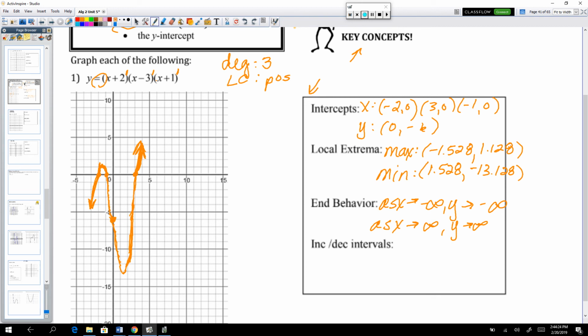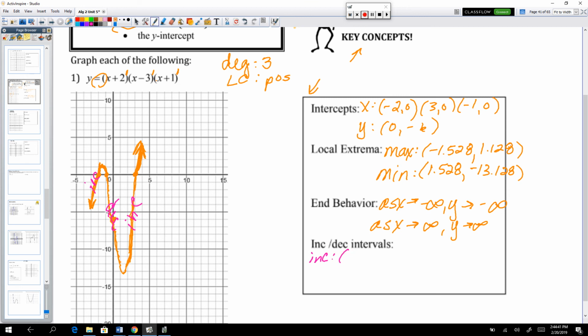Now, increasing and decreasing intervals. We have the skill set to do this. We just need to make use of the information we just grabbed. So this is an increasing interval. This is a decreasing interval. And this is an increasing interval. And so I'll document these left to right.